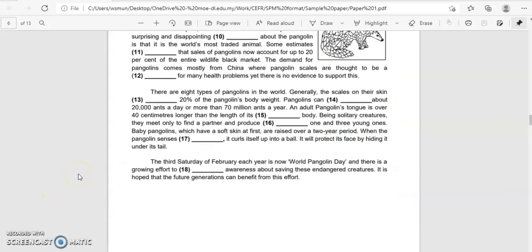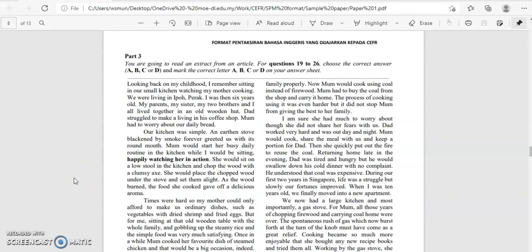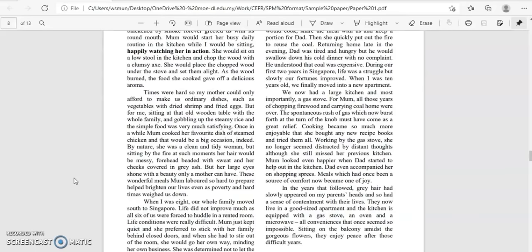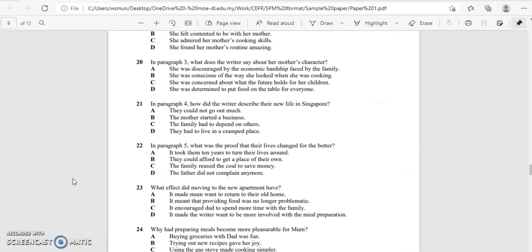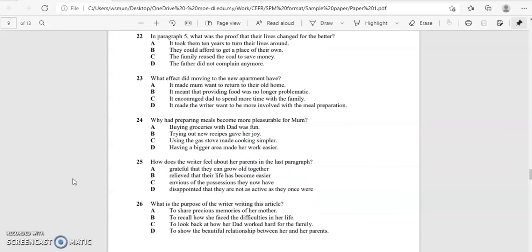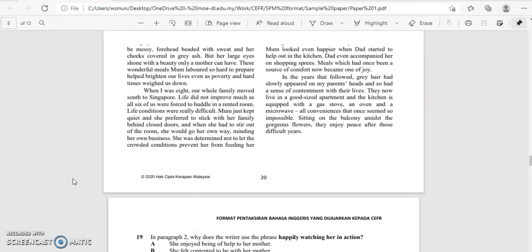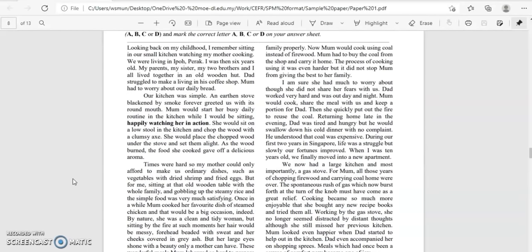Let's move on to part 3. In this part, you are given a much longer comprehension text and you have to answer 8 multiple choice questions with 4 options each based on the passage. The text can be fictional, like a story, or factual. The one that I'm showing you here is biographical, where the writer describes his childhood from the first person point of view.